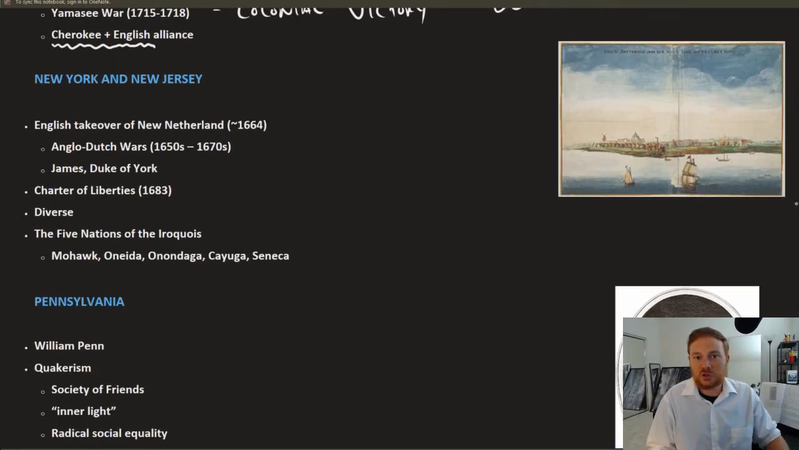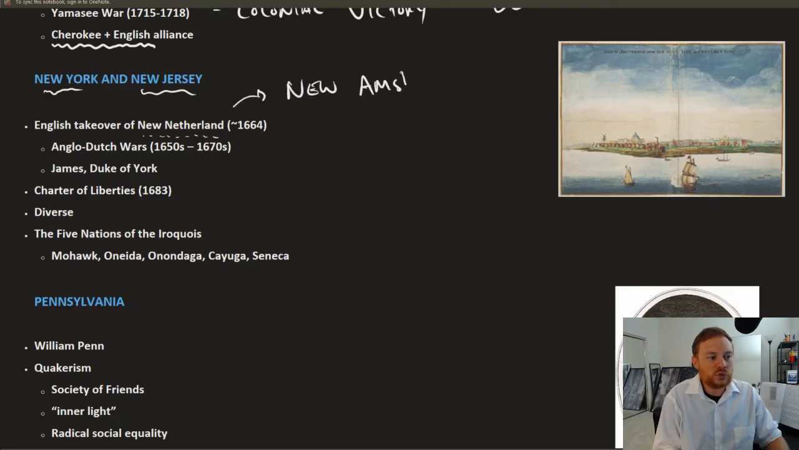Another set of restoration colonies that were created following the English Civil War was New York and New Jersey. Now recall that in New York, you had the colony of New Netherland, specifically New Amsterdam, which was where modern-day New York City is located. The English took that over from the Dutch through a series of wars that the two engaged in. So when we think about New York, it's a transition from New Netherland to New York.